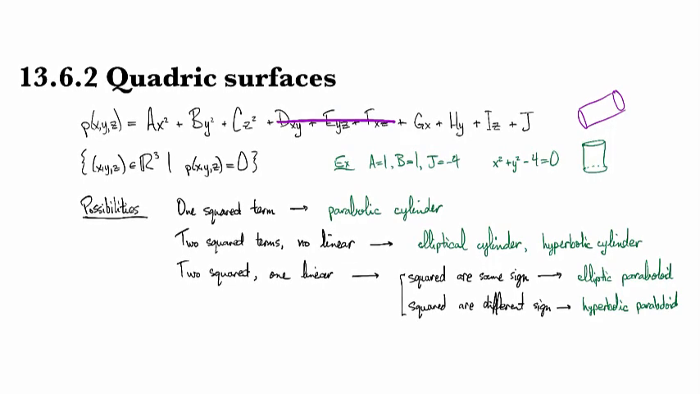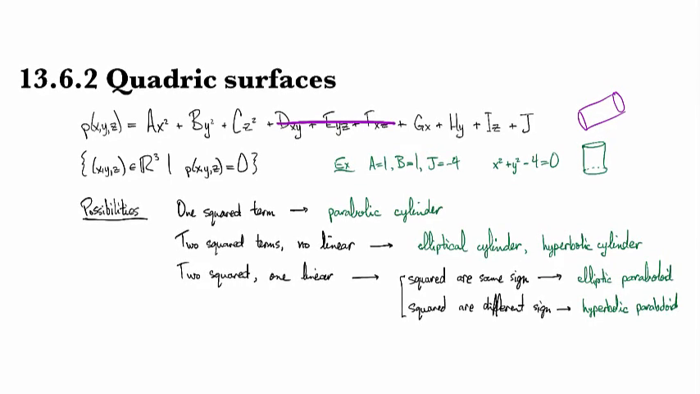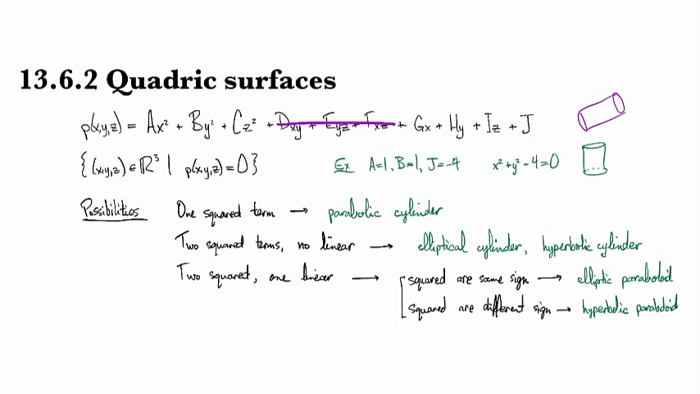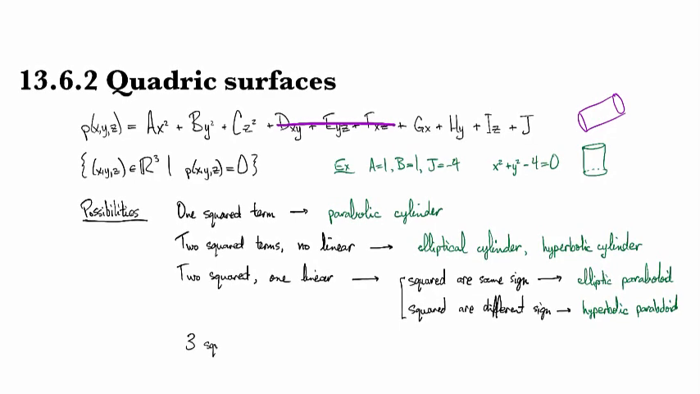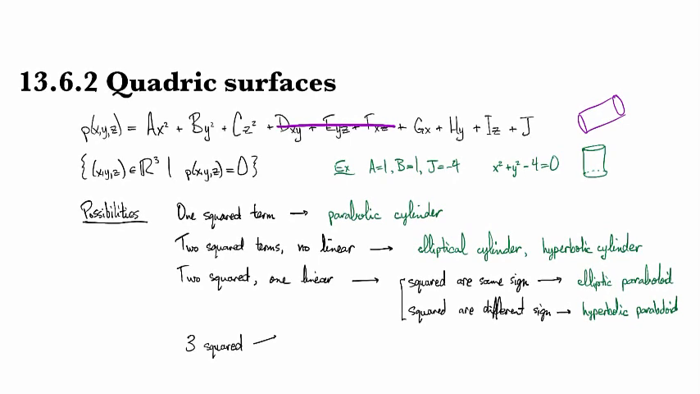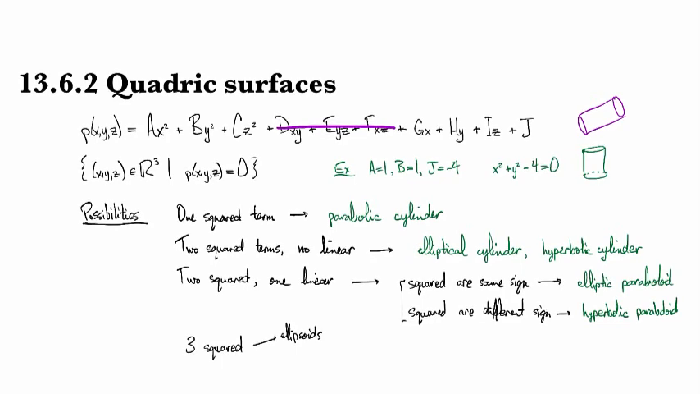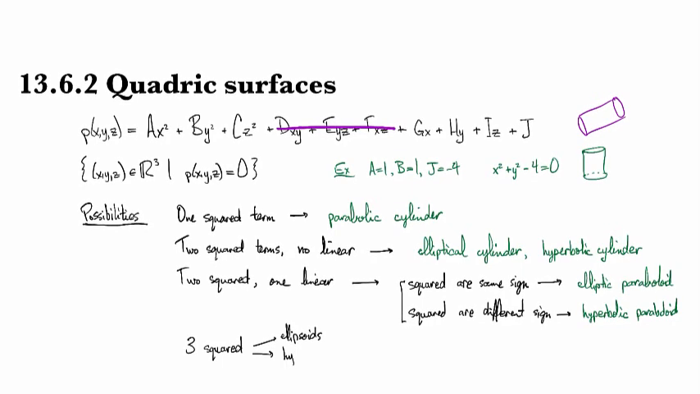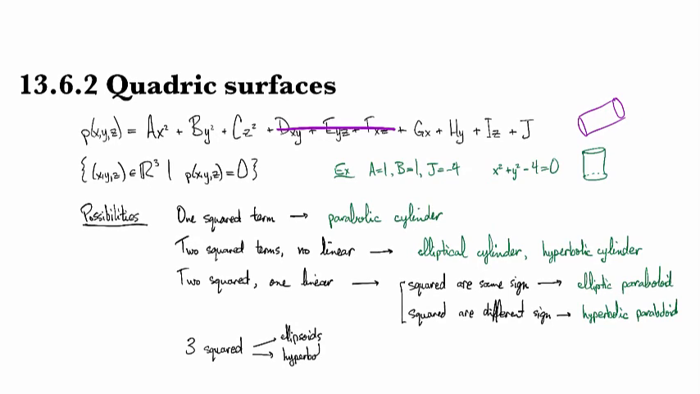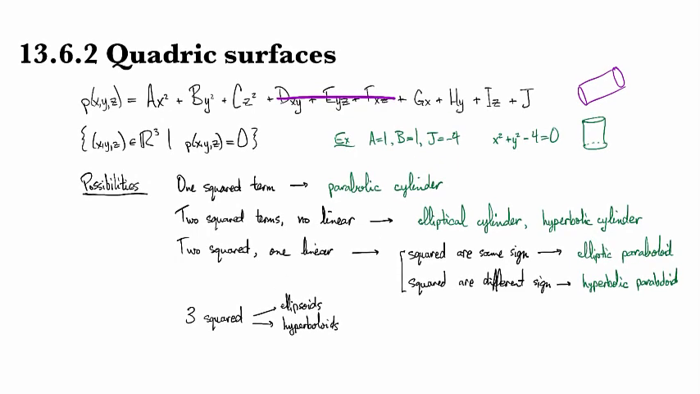And then we have the cases for when we have all three squared terms appearing. And there's a bunch of different possibilities for that. That can give us ellipsoids, and it can give us hyperboloids. And so we'll see how that works.